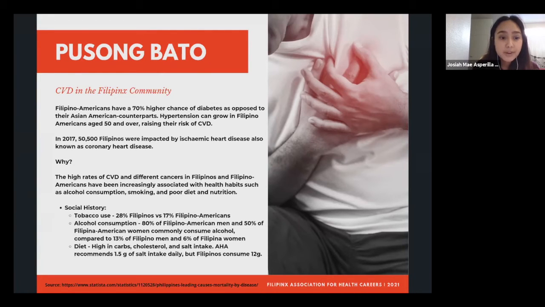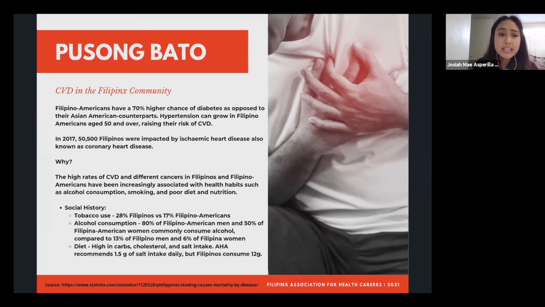When you go to the office, clinic, or hospital, the doctors will typically ask you about your social history: your tobacco use, your alcohol consumption, and your diet. Some statistics about tobacco use: 28% of Filipinos smoke versus 17% of Filipino Americans. For alcohol consumption, 80% of Filipino American men and 50% of Filipino American women commonly consume alcohol, compared to 13% of Filipino men and 6% of Filipino women. As for diet, most Filipinos consume a lot of carbs, cholesterol, and salt. The American Heart Association typically recommends 1.5 grams of salt intake daily, but Filipinos consume 12 grams. That's 8 times the amount that's typically recommended.